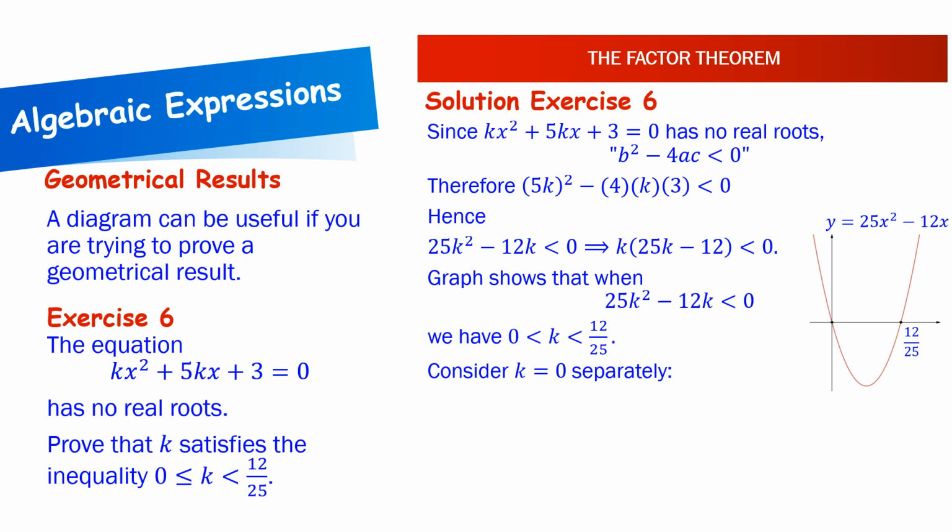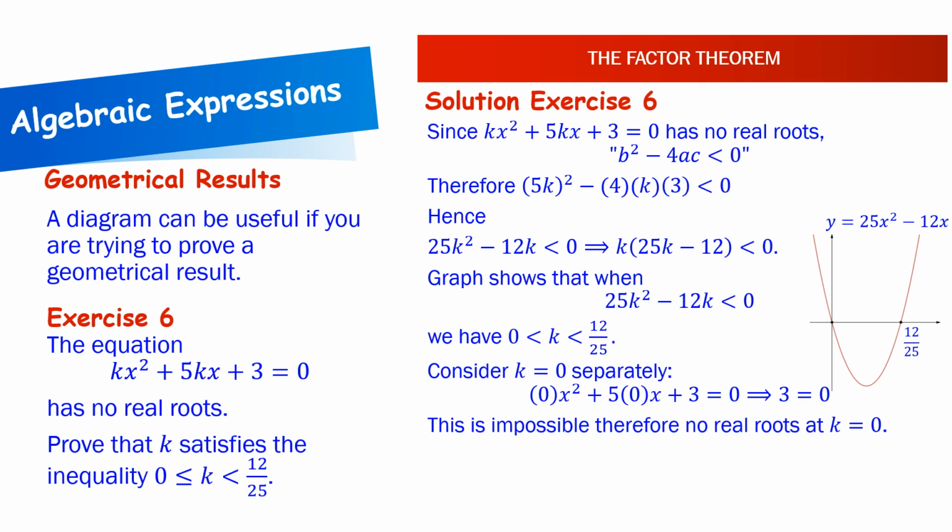We will consider the case k equals 0 separately. If k does equal 0, then what happens? We obtain 0 times x squared plus 5 times 0x plus 3 equals 0, which implies that 3 equals 0. Clearly this is impossible, and therefore there are no real roots at k equal to 0. And therefore the equation has no real roots when 0 is less than or equal to k is less than 12 over 25. And therefore we've proved exercise 6.